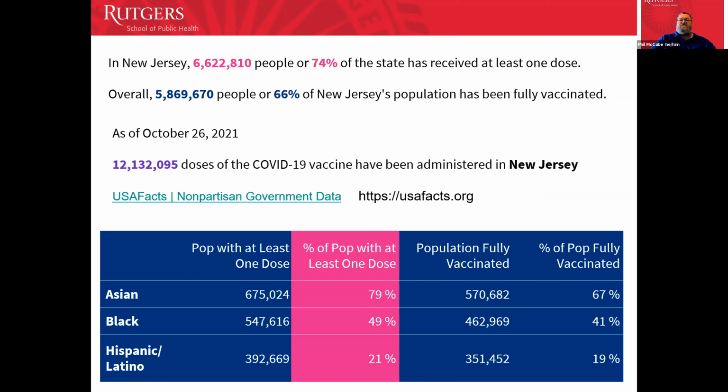Now, this comes from another source. This comes from USA Facts, and you can go there and they have almost daily or weekly updates. What we do know, which is to our benefit in our state, is that 74% of the state have received at least one dose and 66% have been fully vaccinated.